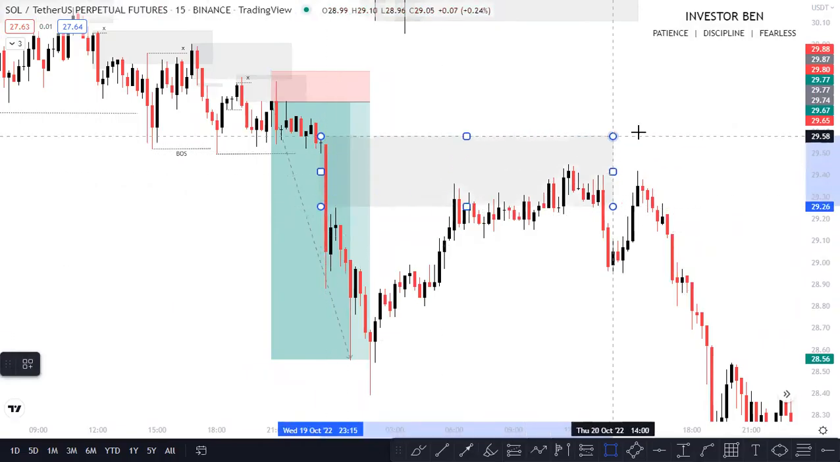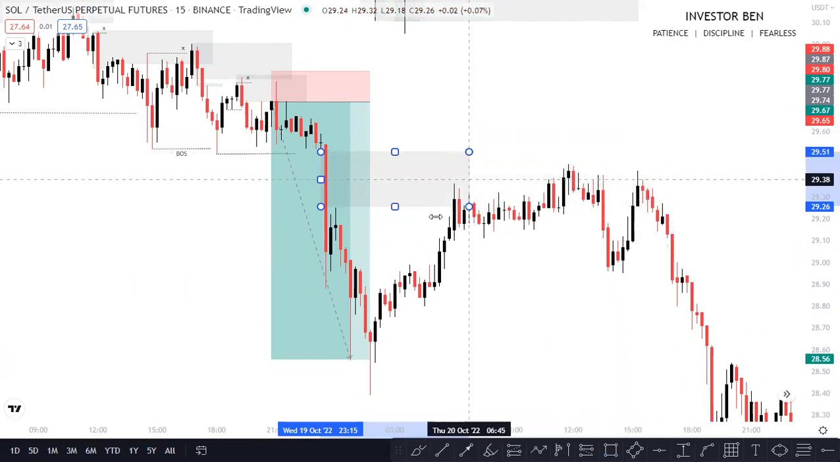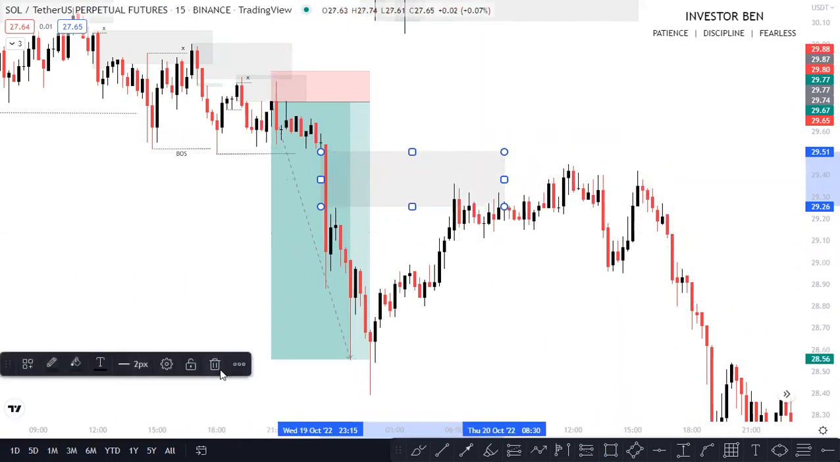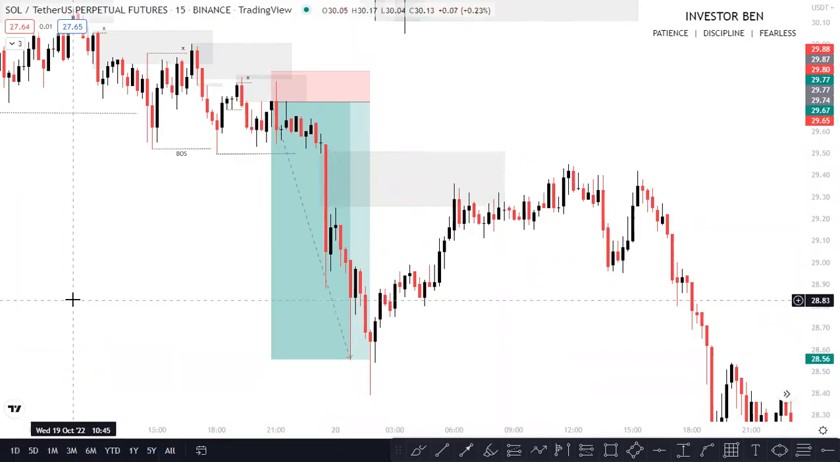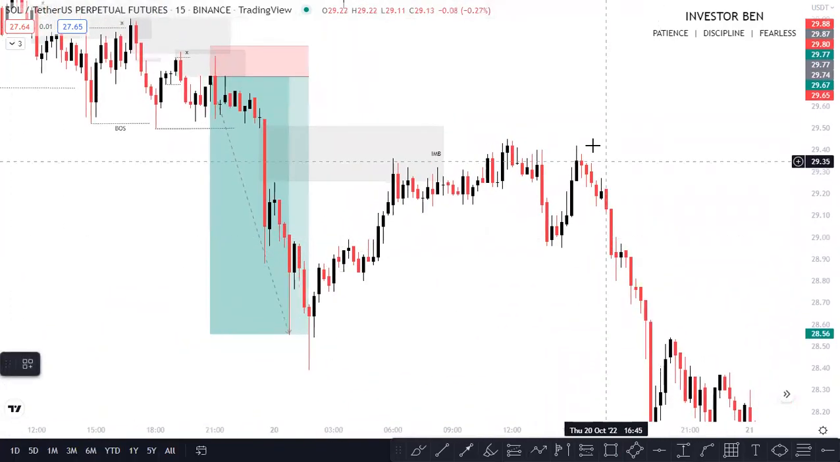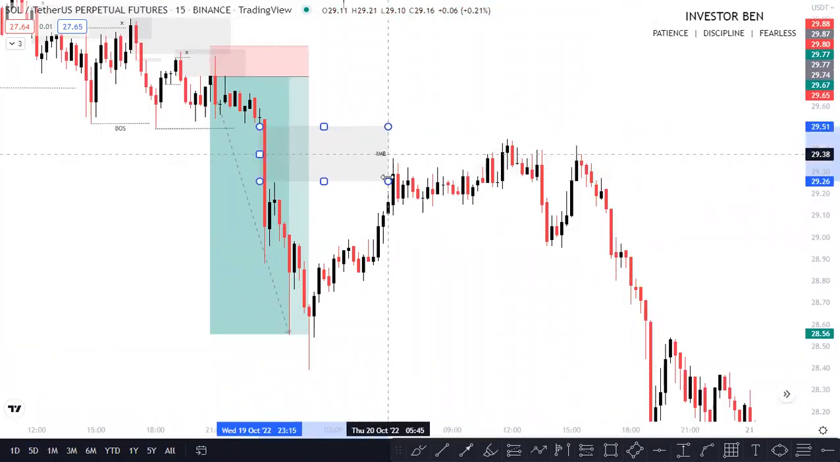But then we have price reacting from these imbalances; price sold from these imbalances. Remember, imbalances can be a supply; imbalances are also parts of supply and demand zones, right? We have price reacting from these imbalances and selling from them.